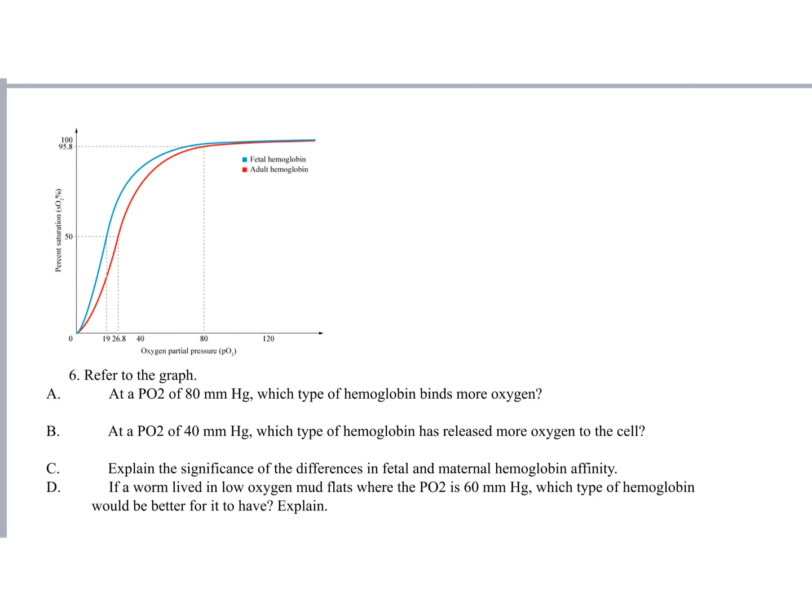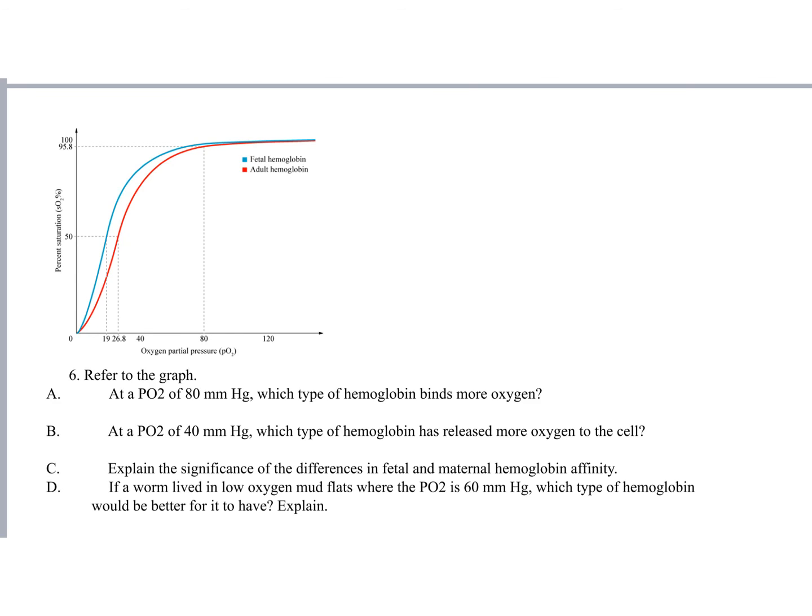Letter C, explain the significance of the differences in fetal and maternal hemoglobin affinity. Well, the higher affinity of fetal hemoglobin for oxygen ensures that there's a net transfer of oxygen from the maternal blood to the fetal blood and the placenta. That's what I was talking about earlier. While unloading from fetal hemoglobin to fetal tissues is less favorable due to higher affinity, the high rate of oxygen consumption in fetal tissues and the consequent low oxygen pressure ensures that unloading will occur. All right, so that was letter C.